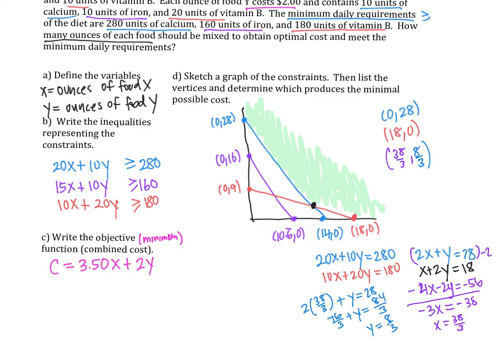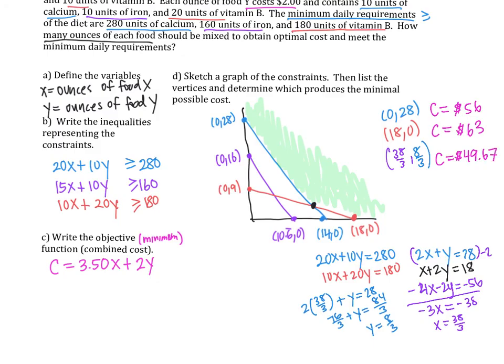Now, what's it asking me to do? Minimal cost. So I'm going to plug each of these into my cost equation. You can use a calculator. And since it's money, rounding is a very reasonable thing to do. This one looks like $56. 3.50 times 18 is 63. And then 3.50 times 38 over 3 plus 2 times 8 over 3. Because it's money, I'm going to decimal it and write down all the costs so I know you calculated each of them.